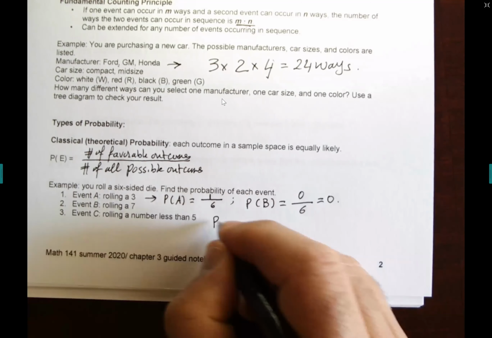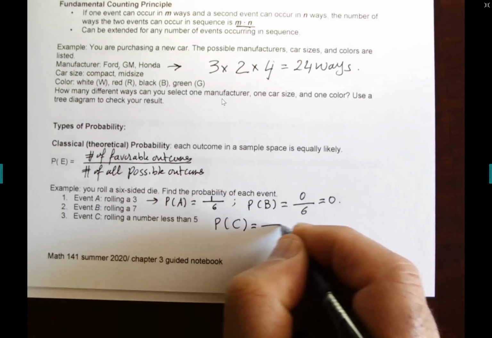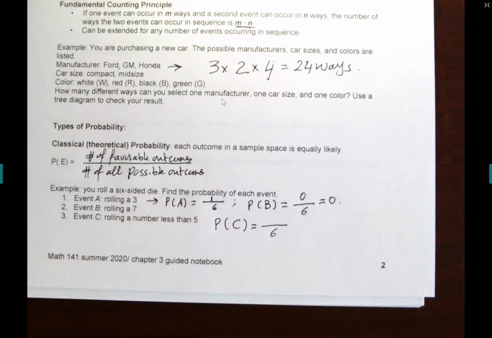Well, the denominator, guys, doesn't change. It's always 6. Okay, what are the faces on the die that are less than 5? You could get a 1, a 2, a 3, a 4. So it's 4 out of 6.